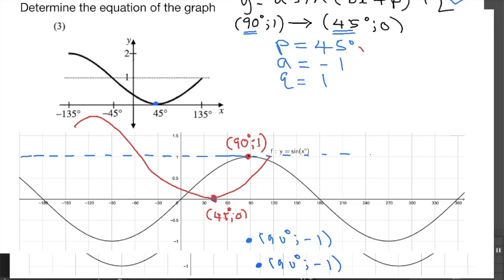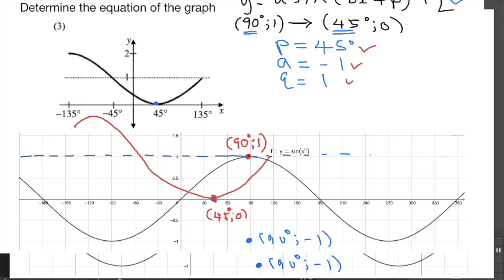So you do this first, and then you reflect, and then you shift 1 unit up. So we get P, A, and Q. The only thing that is missing now is B. B will come with the period of the graph.